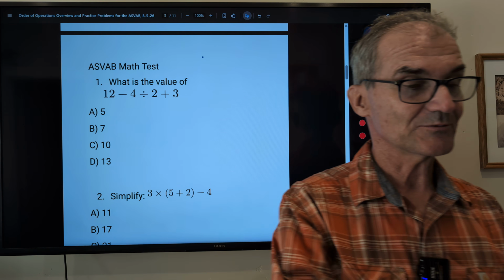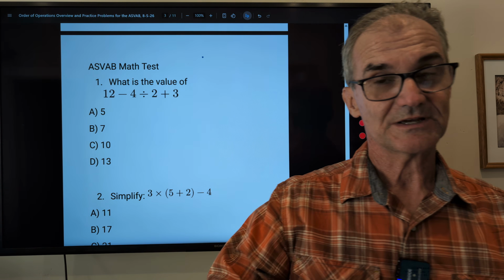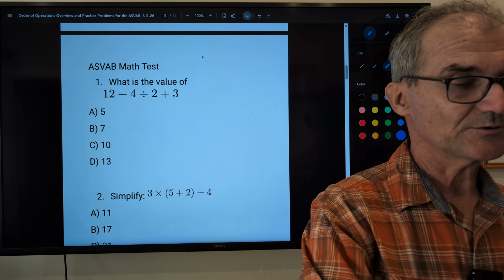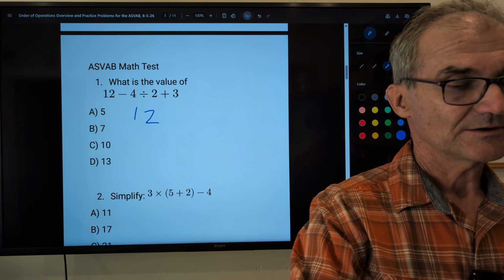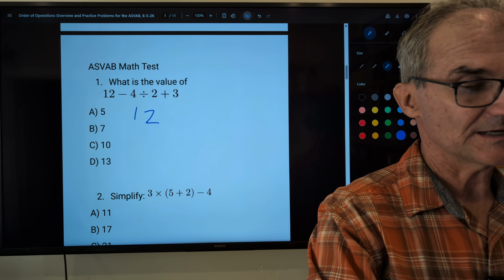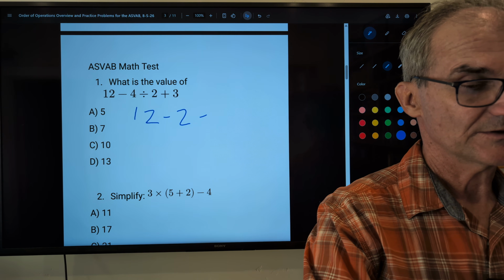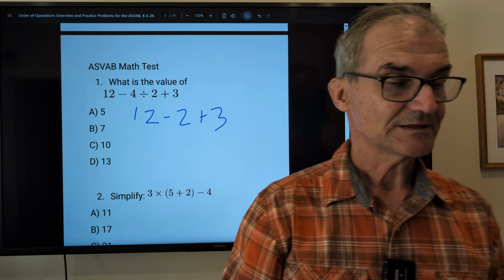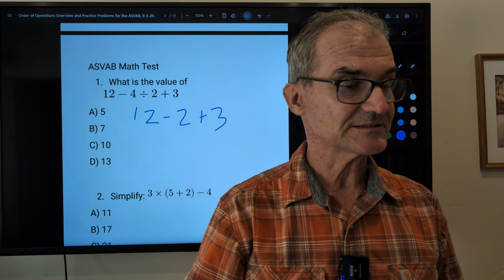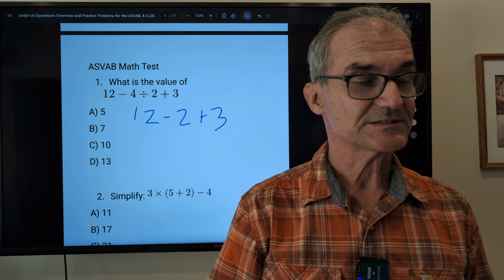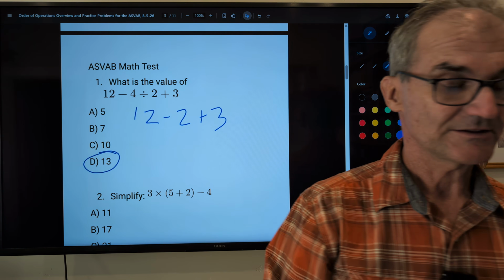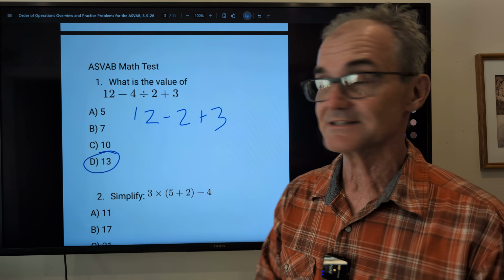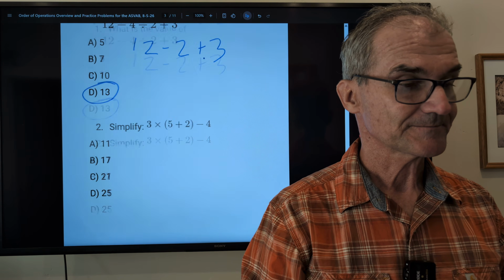All right, number 1. I'm working left to right, multiplication and division. First thing I see is 4 divided by 2. So I have 12, negative 4 divided by 2 is negative 2, plus 3. Now all I have is addition and subtraction, so I work left to right. 12 minus 2 is 10. 10 plus 3 is 13. Correct answer, answer D right there.